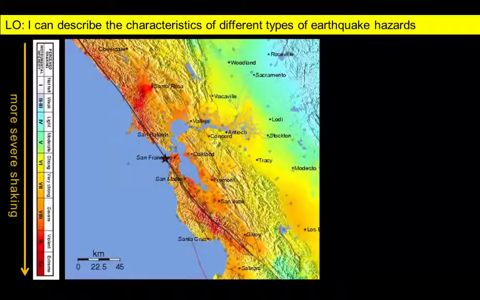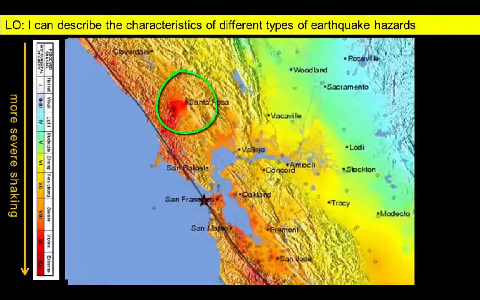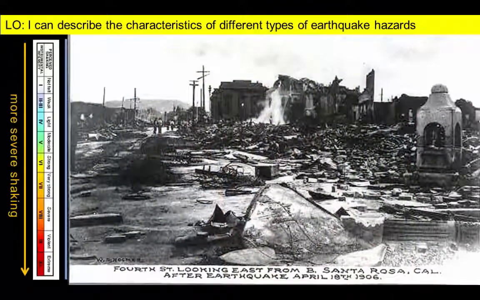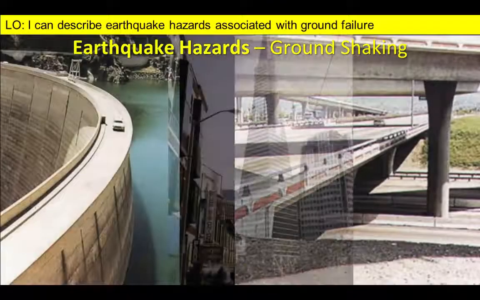But shaking isn't just about the distance from the fault. Look again at this map of the 1906 earthquake. Notice this red area here around Santa Rosa. Even though Santa Rosa was more than 30 kilometers from the fault, it suffered some of the worst damage as a result of the earthquake. The underlying geology and building design can combine to exaggerate or dampen the effects of earthquake shaking.